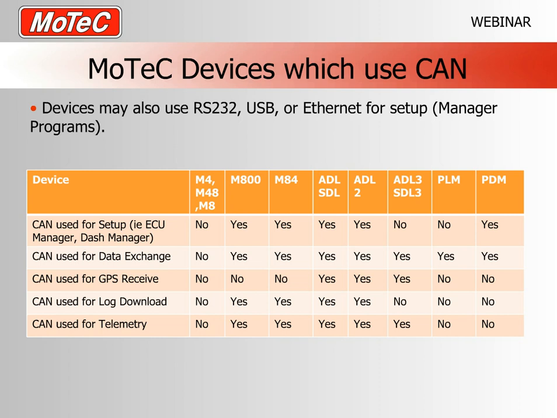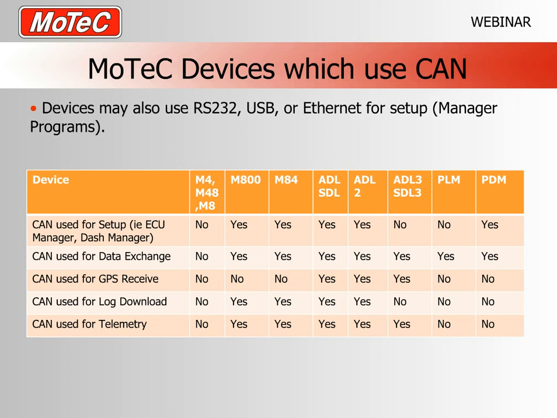Now, 2 other devices that are extremely useful in our current product lineup, the PLM, the Professional Lambda Meter. This is a device that works with multiple lambda sensors for wide range lambda measurement, and this communicates to the PC program via RS-232, not via CAN, but it can transmit CAN data for data exchange into things like dashes and ECUs. And it doesn't have CAN capabilities for GPS, etc. It's simply a source device for CAN information.